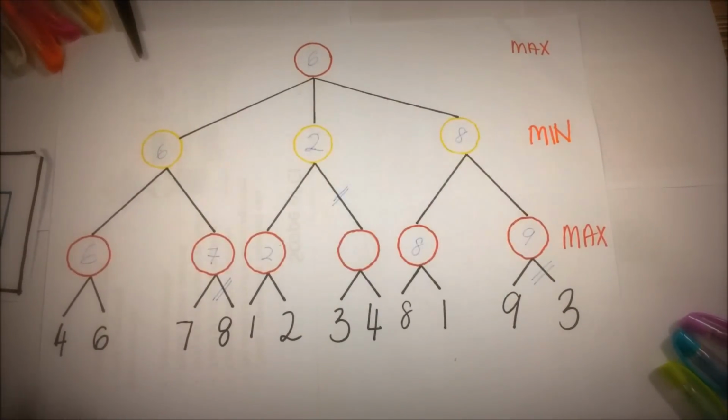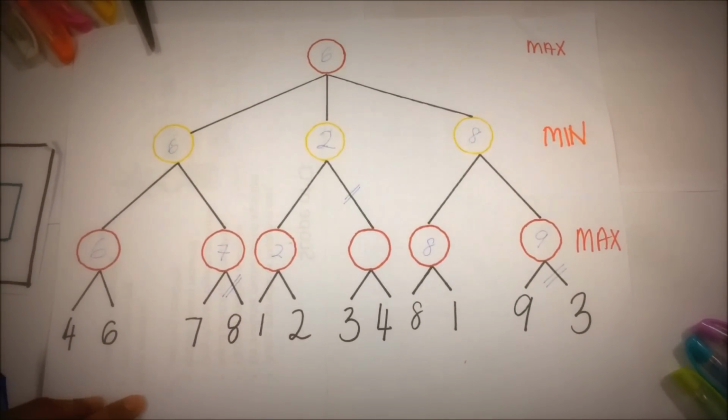So the maximum value for the root is 6. That's all for alpha beta pruning. Thank you for watching our video.